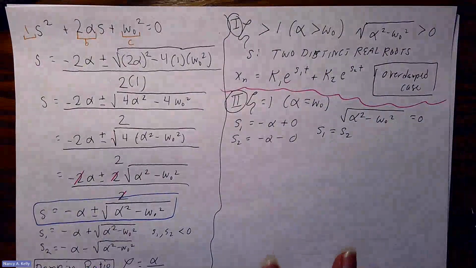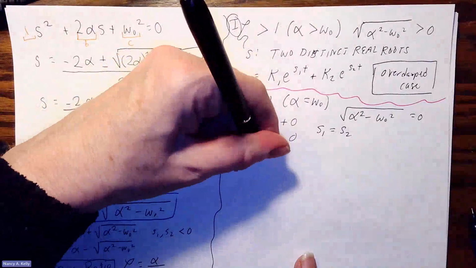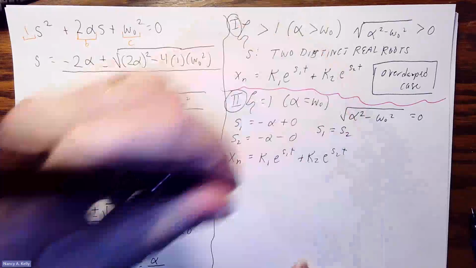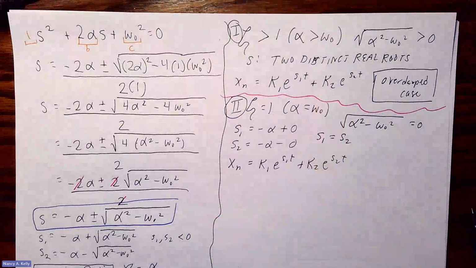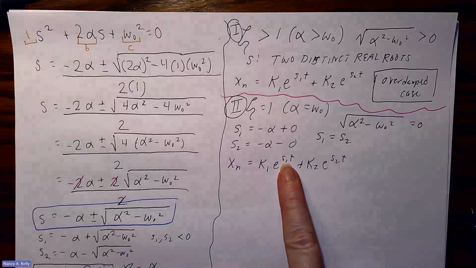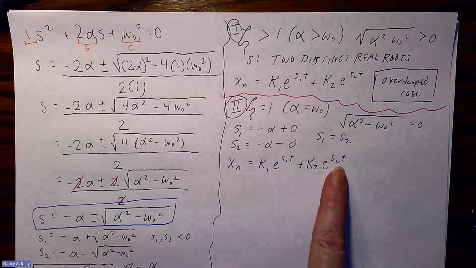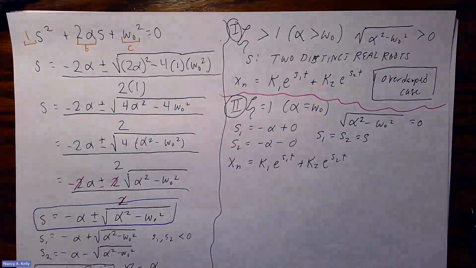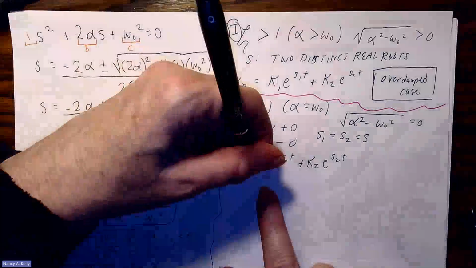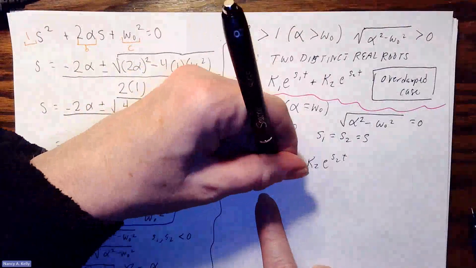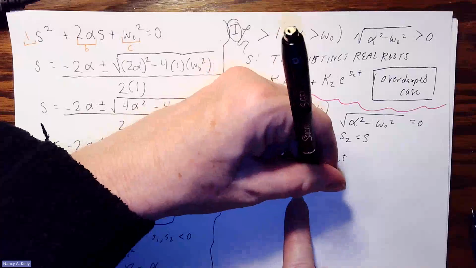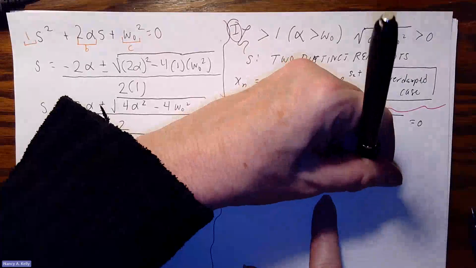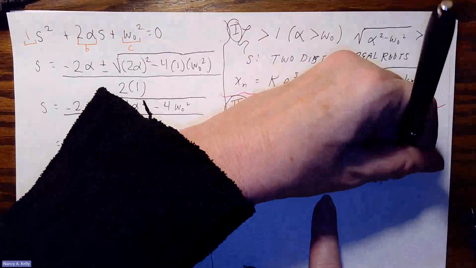All right, now if we go ahead and say that this implies that x sub n is equal to k1 e to the s1t plus k2 e to the s2t, just like we had before for the overdamped case. That seems fine until we say, well, wait a second, S1 and S2 equal each other. In fact, I'm just going to say that they're equal to S. This is just a single value. So that means that we can rewrite x sub n as k1 e to the st plus K2 e to the st, and then we can further write this as K1 plus K2 times e to the st.